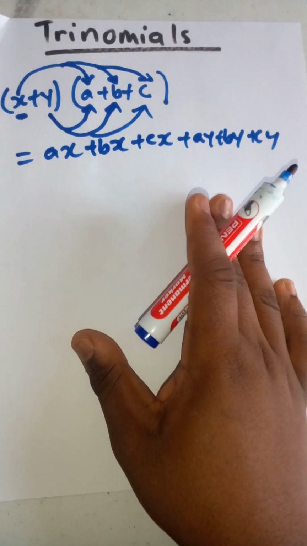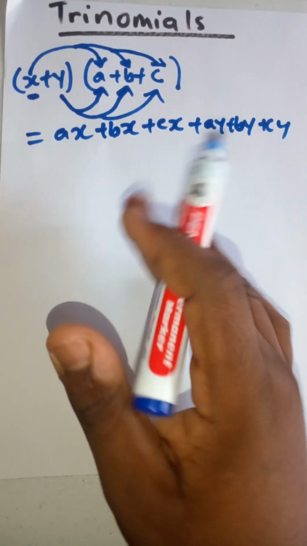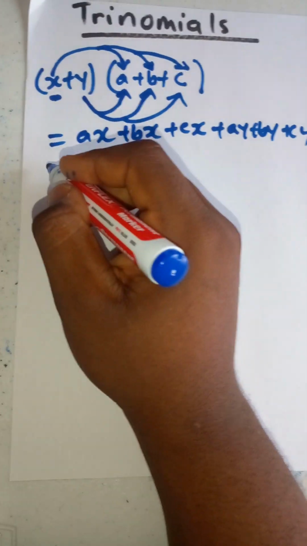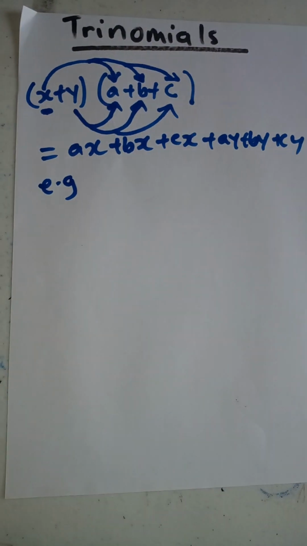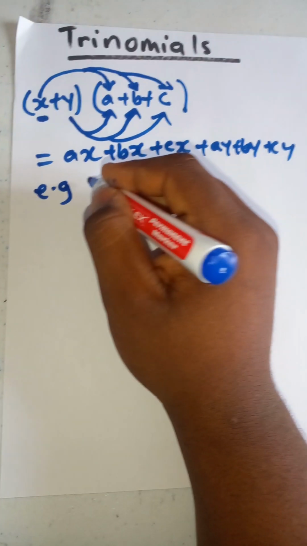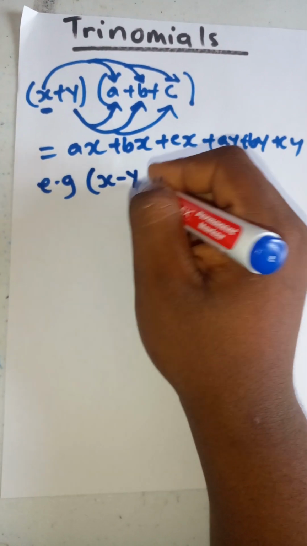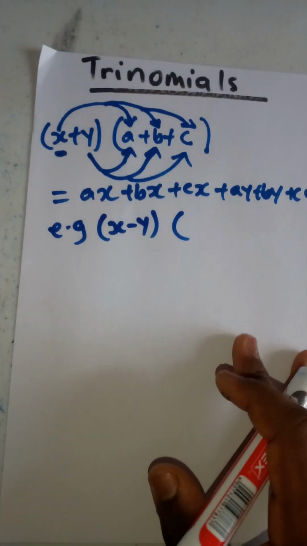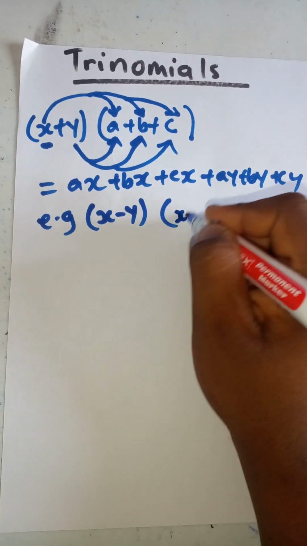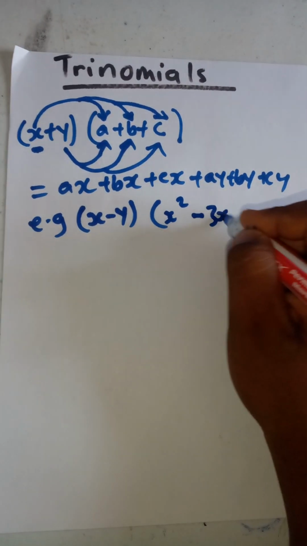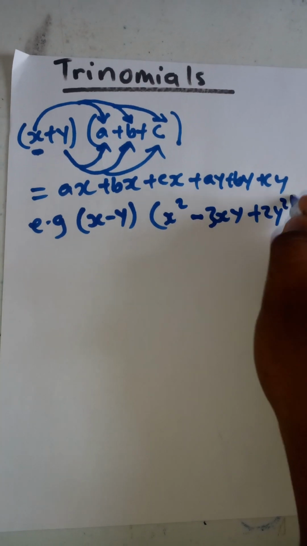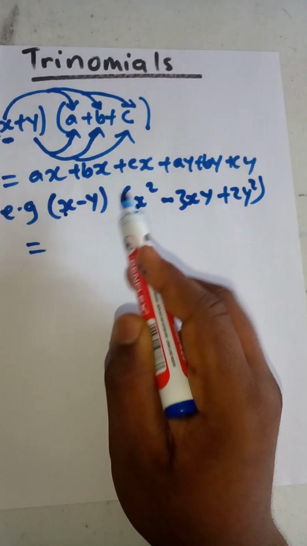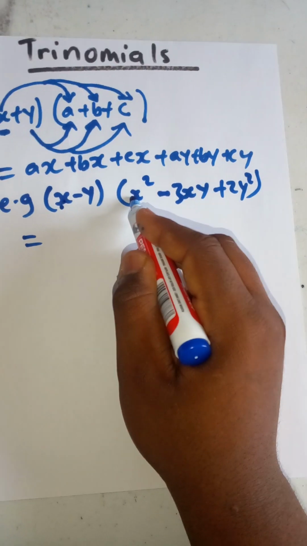Now we are going to go to another part. So now let me just do what you call examples. So now I can have an example there. Okay, so my example can be (x minus y), and then I need another term being (x squared minus 3xy plus 2y squared). Is it fine? So now how do you answer it? Remember, I said you must say x times x squared. So now x times x squared, it is what?